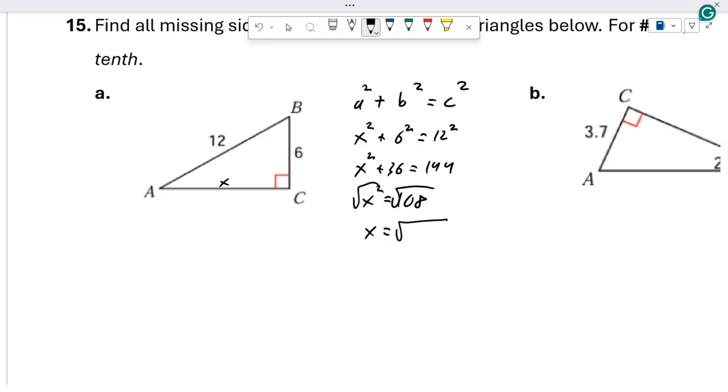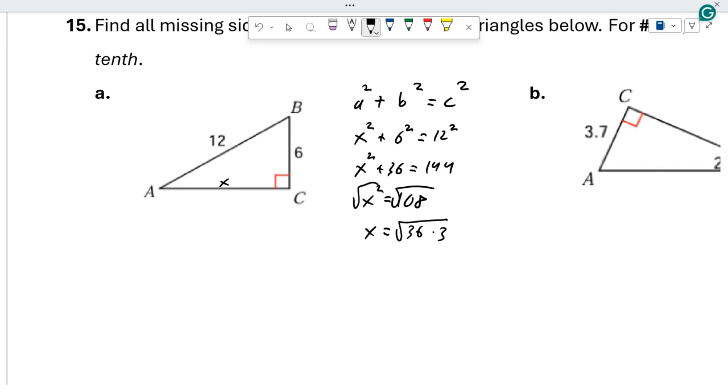The next square number below that is 64, because that's 8 squared. 64 also does not go into 108. The next square number after that is 49, which is 7 squared. That does not go into 108. However, the next square number is 36, which is 6 squared. And that does go into 108. It goes into 108 3 times. All right. So another way to write 108 is just 36 times 3.